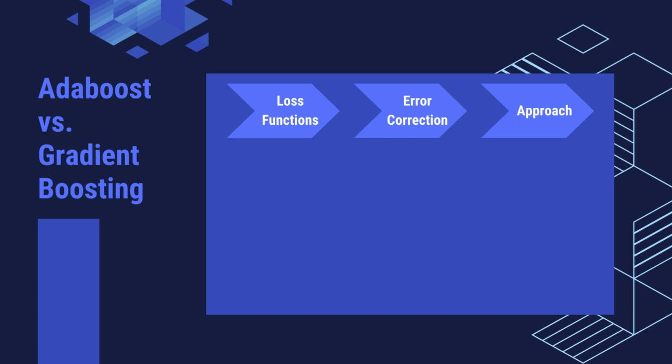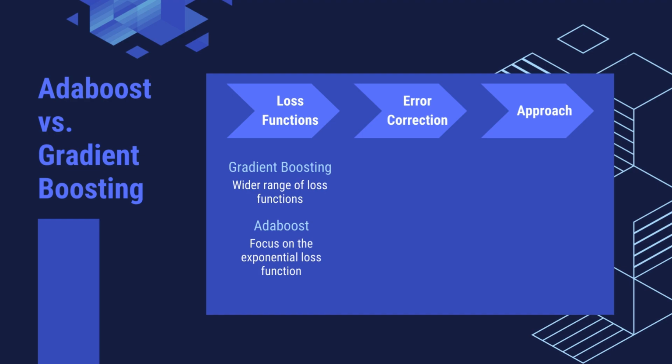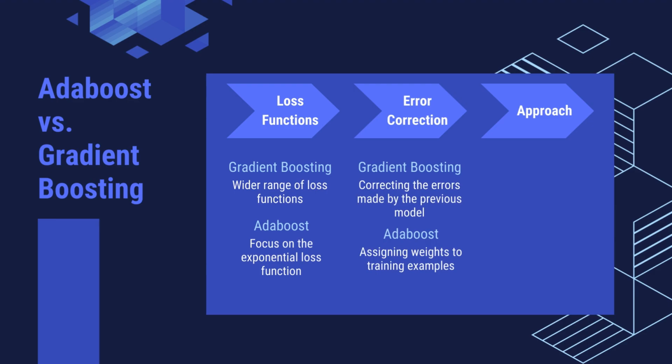There are some differences between AdaBoost and gradient boosting. First are loss functions. Gradient boosting is more flexible, allowing for a wider range of loss functions compared to AdaBoost's focus on the exponential loss function. Second, in error correction. Gradient boosting focuses on predicting and correcting the errors made by the previous model, leading to a more robust learning process, while AdaBoost focuses on assigning weights to training examples. It increases the weight of misclassified examples in subsequent iterations, forcing the weak learner to pay more attention to them.